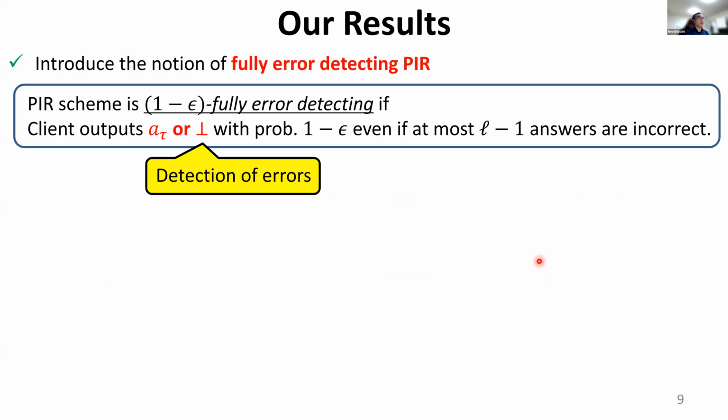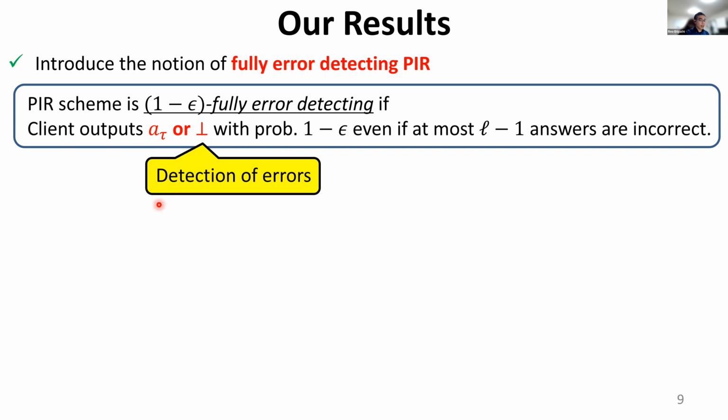So now we show our results. We first introduce a new security notion of fully error detecting PIR, which guarantees that with high probability, a client outputs a correct value or the special symbol bot, even if L-1 servers are malicious. Here, this symbol denotes the detection of errors.